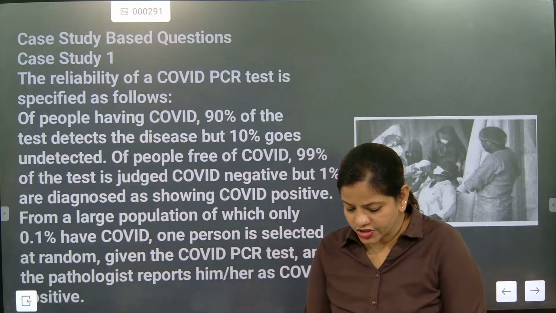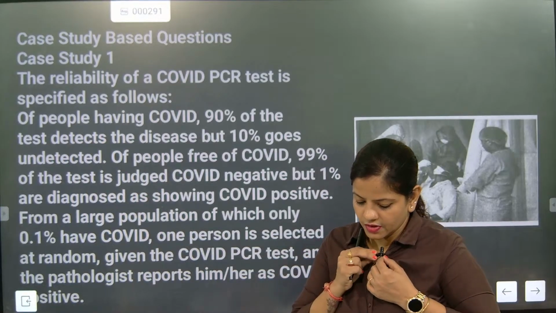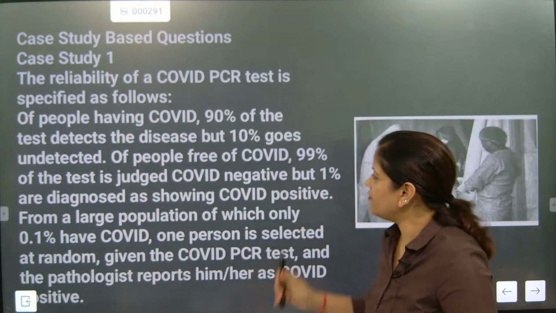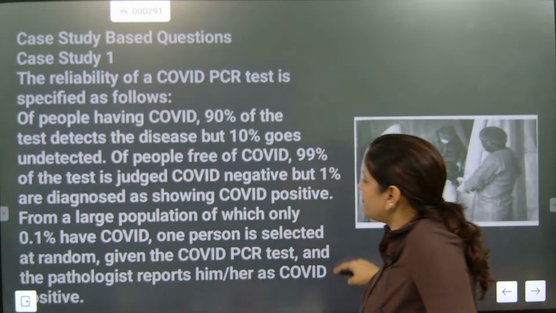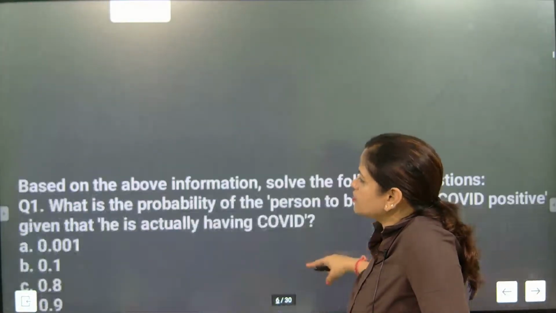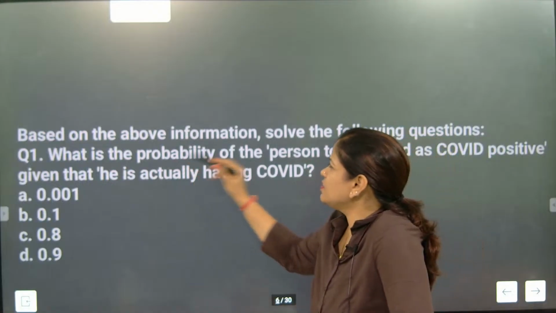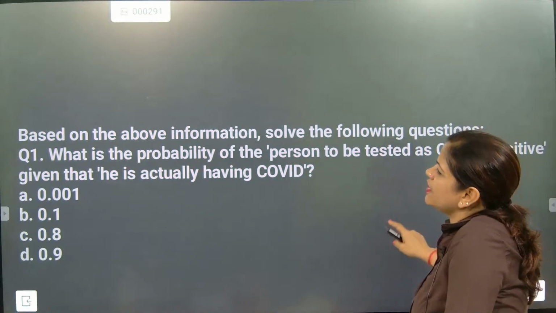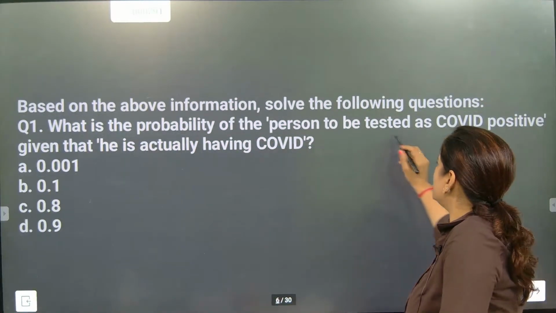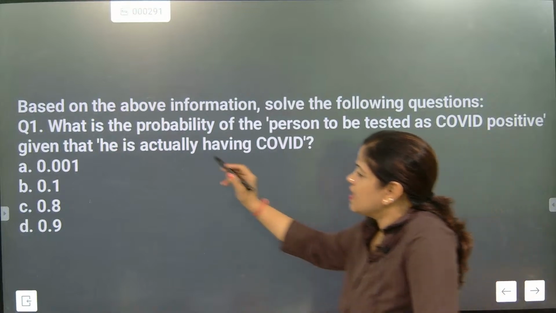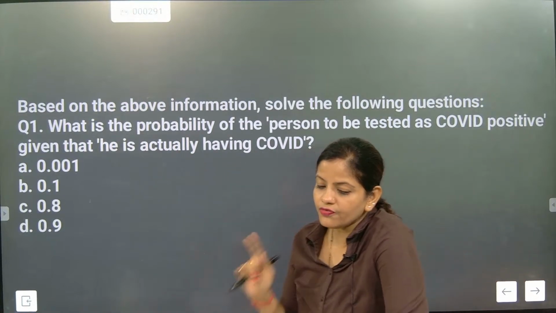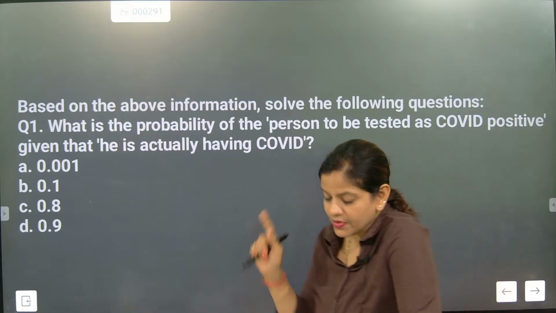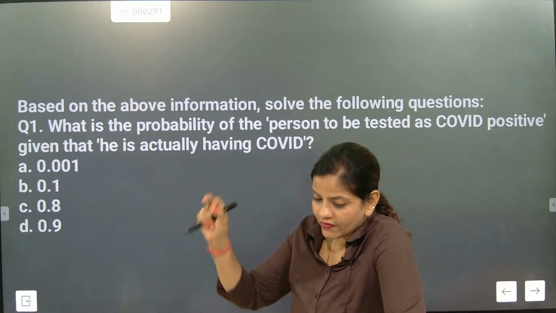Whatever situations are given, we are going to follow that. The first important point we have taken, and now we are going to solve questions based on that. Based on the above information, solve the following question. What is the probability of a person being tested as COVID positive given that he is actually having COVID? Now the first equation they have given, we are going to add.